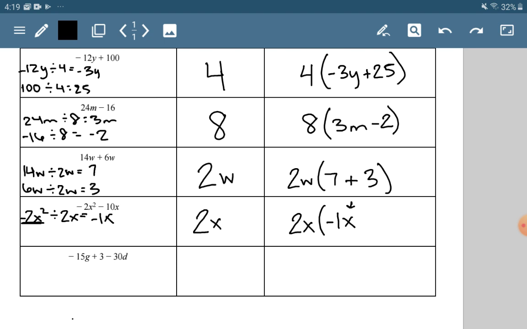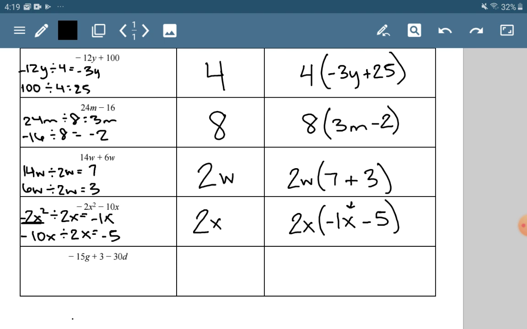Then I've got that minus 10x, or when I include it, a negative 10x divided by 2x. Well, negative 10 divided by positive 2 is negative 5. And here I only have 1x, so if I'm pulling it outside of the parentheses, I don't have any left over. So when I write this answer on the other side, I'm going to be writing just a minus 5. My factored expression is negative 2x, parentheses, negative 1x minus 5.